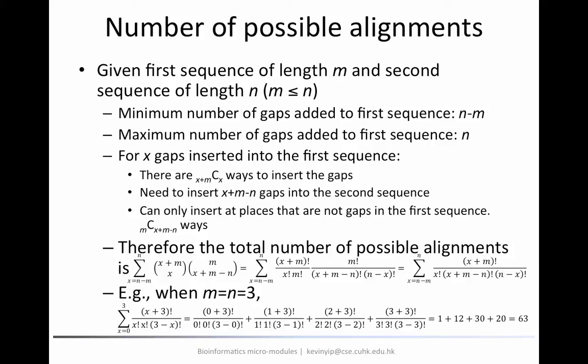Let's plug in the numbers that we considered in the simple example before. m and n are both equal to 3 in that example. If we use this formula, we find out that the final number is 63, which is the same as what we got in the last slide.